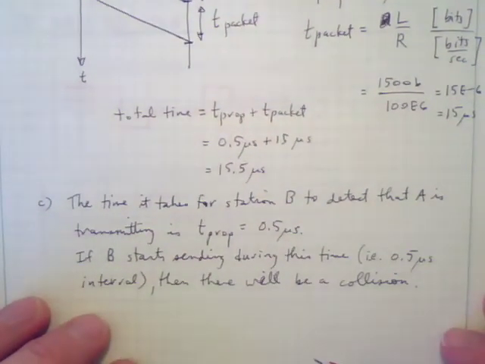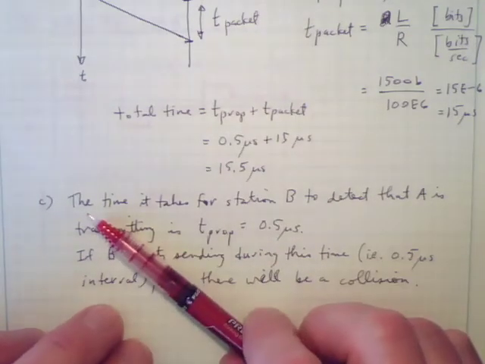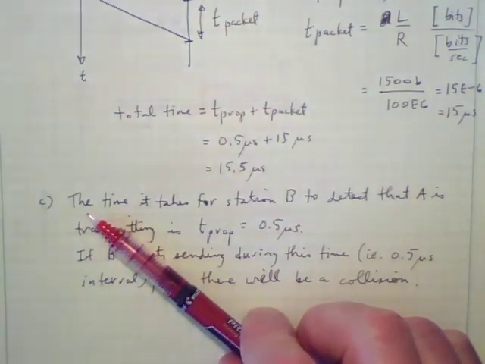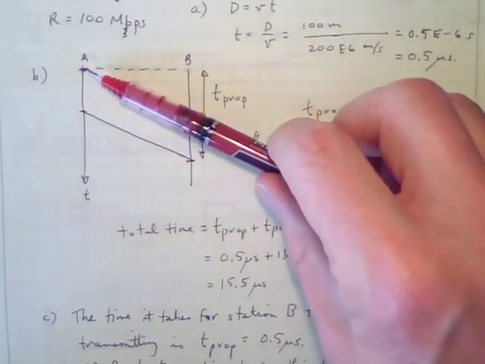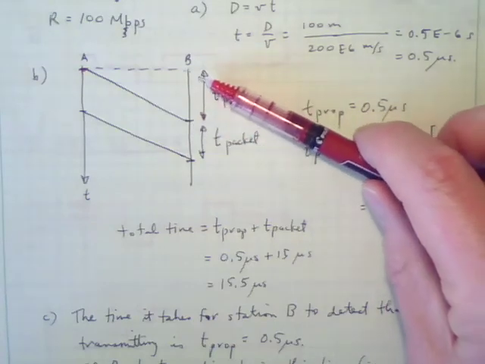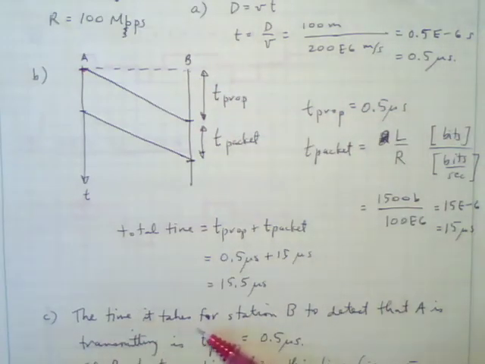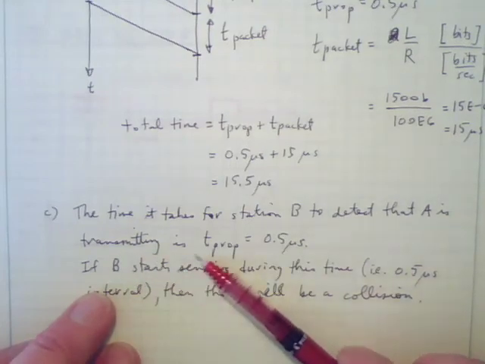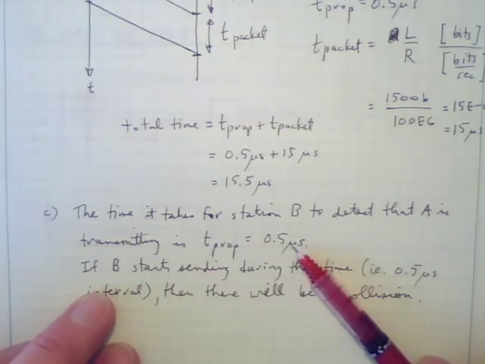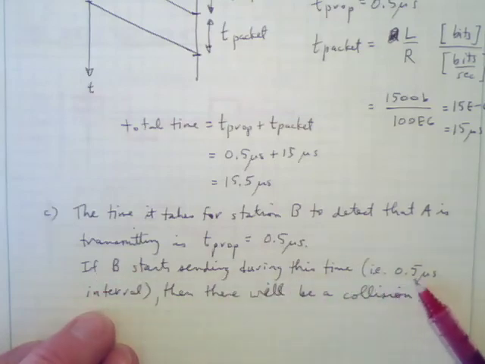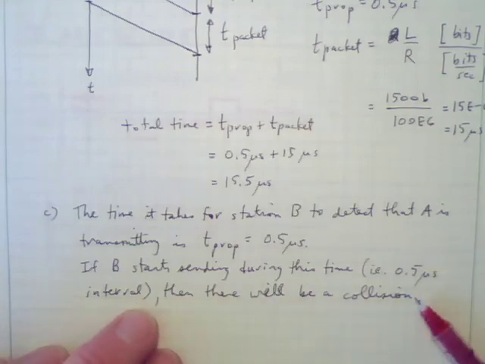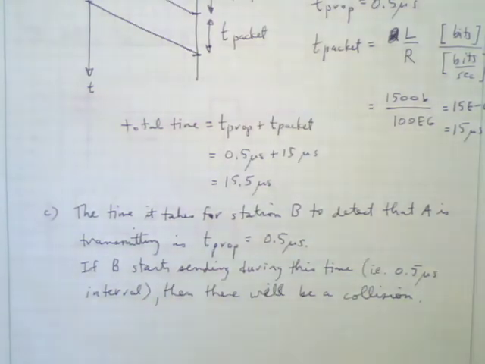Finally, in part C, they're asking about the two being on the same collision domain. How long of a time interval does B have before he starts seeing the packet from A? And the answer is he's got t prop amount of time. So the time it takes for station B to detect that A is transmitting is t prop, or half a microsecond. Furthermore, if B starts sending during that half a microsecond interval, then there will be a collision. Okay, hope that helps on problem 1.